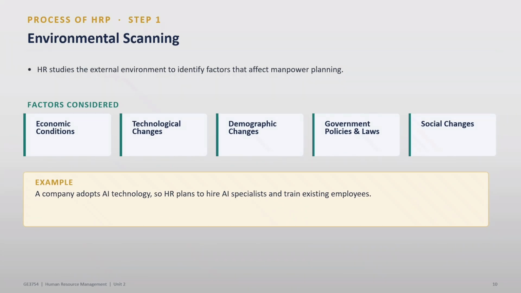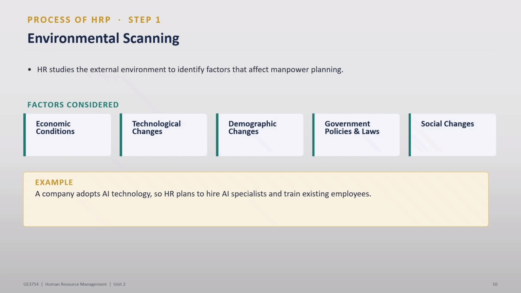The next one is environmental scanning. The first step in the HR process is environmental scanning. Environmental scanning means studying the external environment and the organization's effects on future manpower requirements. There are several factors that need to be considered during environmental scanning. The first is economic conditions. That is, changes in the economy can influence business activities and also the demand for employees.